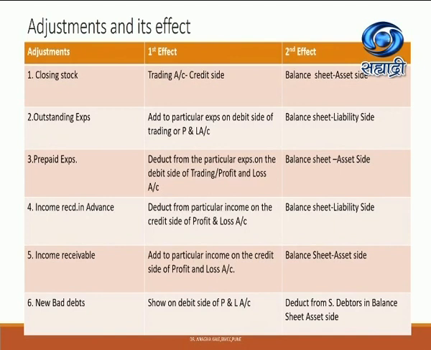So for closing stock, as all adjustments have a minimum of 2 effects, the first effect will be showing it on the credit side of the trading account, and the second effect is that it is shown on the asset side in the balance sheet.